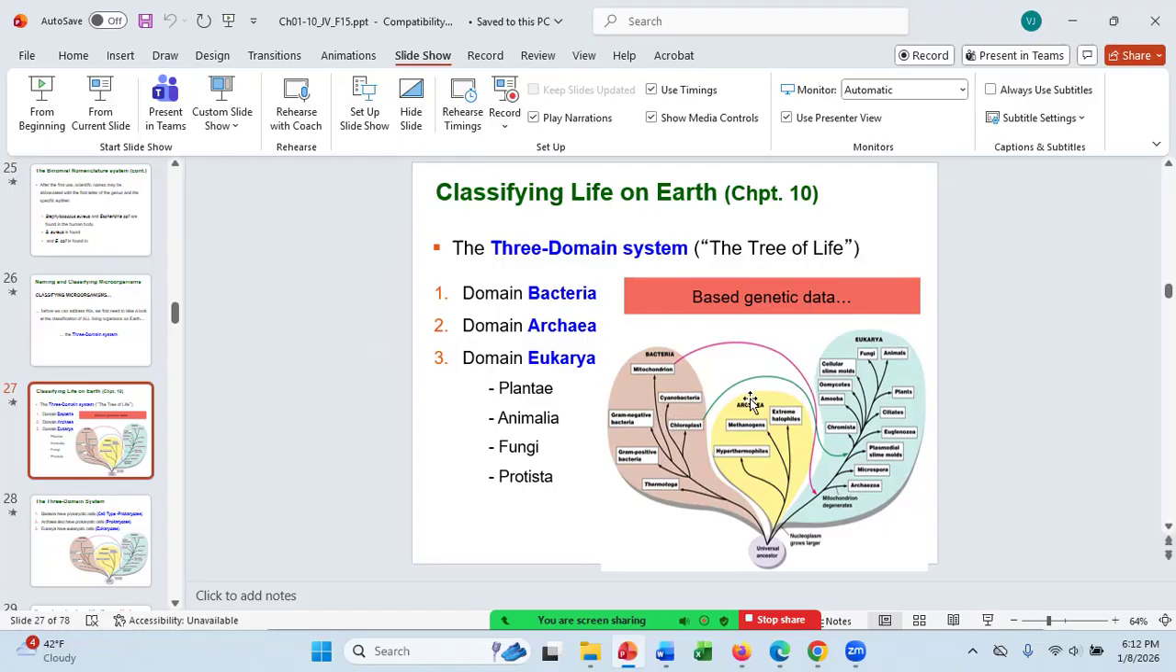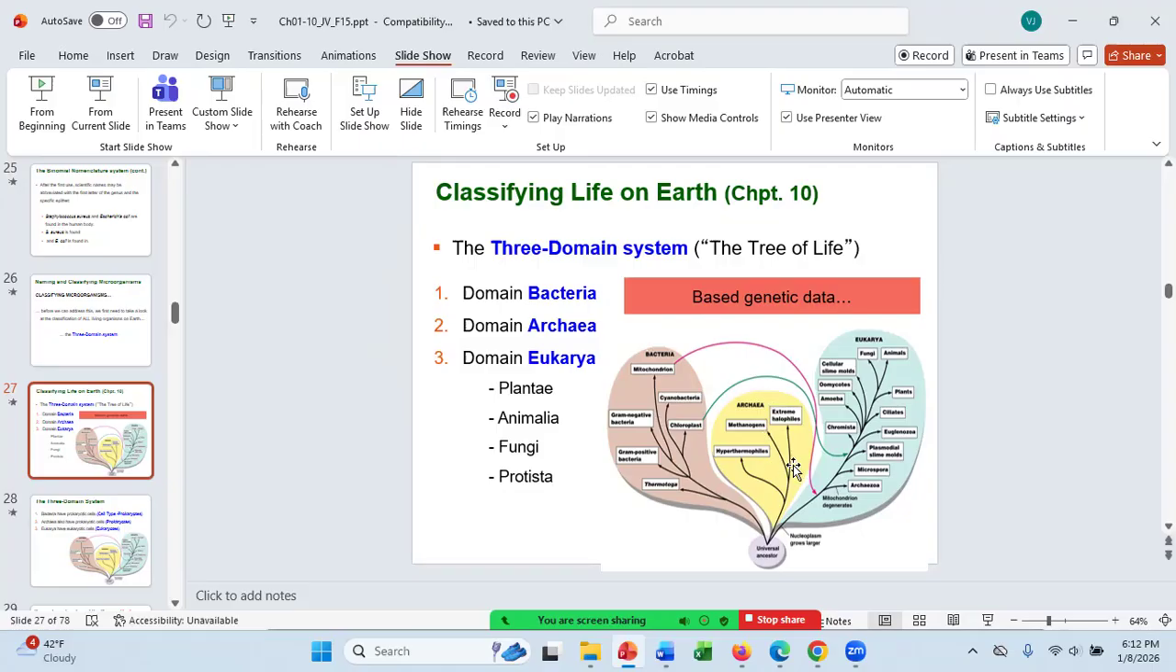All right, the second domain is the archaea. These bacteria are prokaryotes, and it came as a surprise when people started sequencing the DNA that the archaea were in a different domain than the bacteria. They're both prokaryotes, and we thought they were similar, and they're actually not similar.